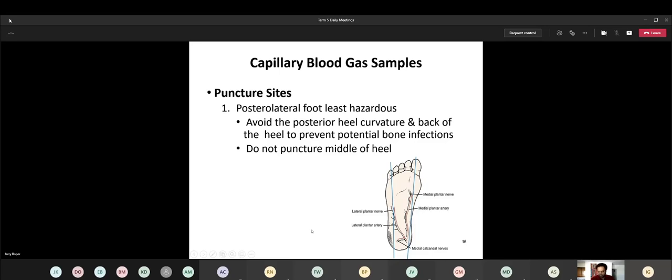So the area that we're really focusing on is more or less the side. This little area right here is good. This little area right here is good as well. And then we don't want to go any further than that.